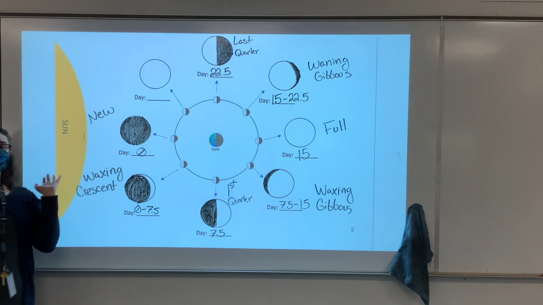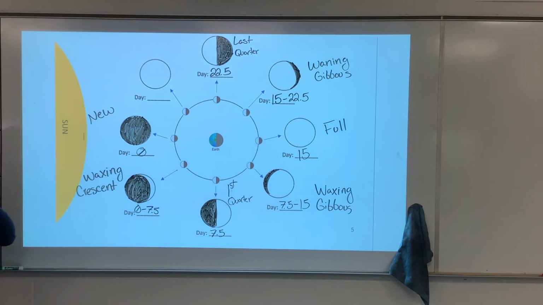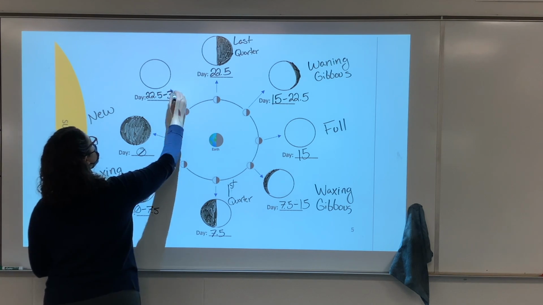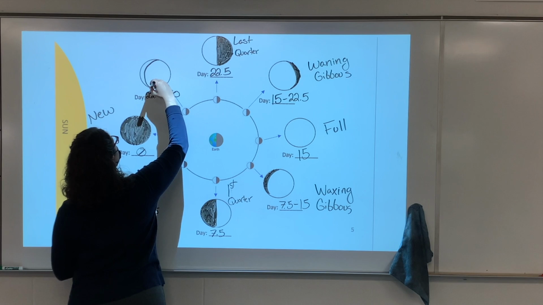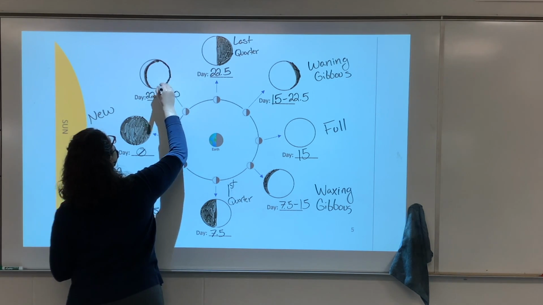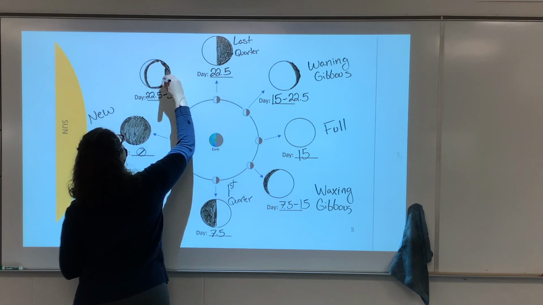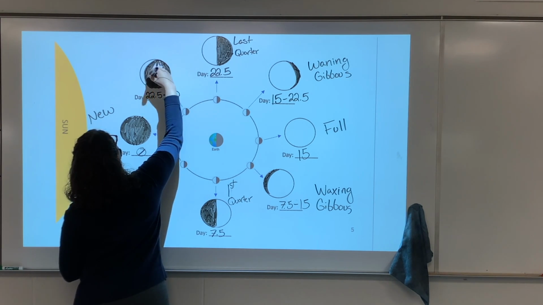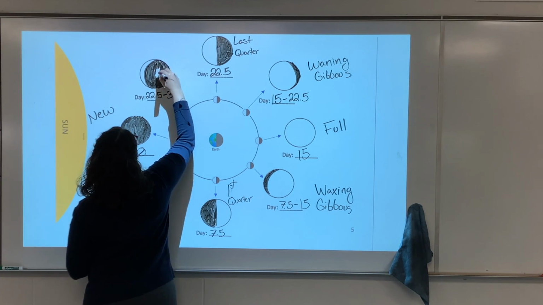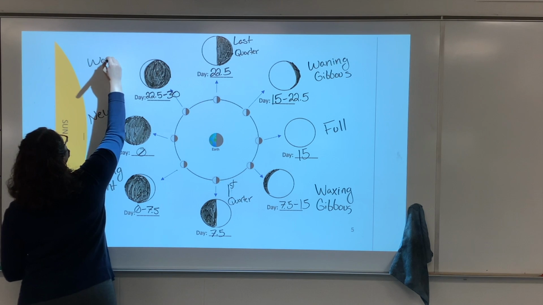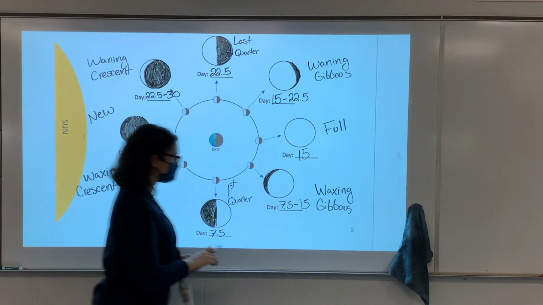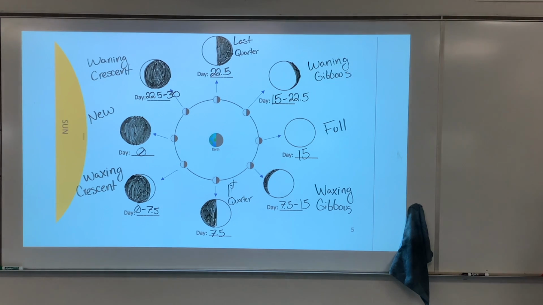And then the illumination of the moon gets smaller and smaller from day 22 and a half to day 30, and that's our waning crescent. Are we good with the diagram?